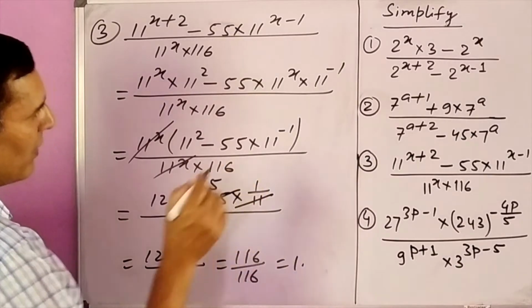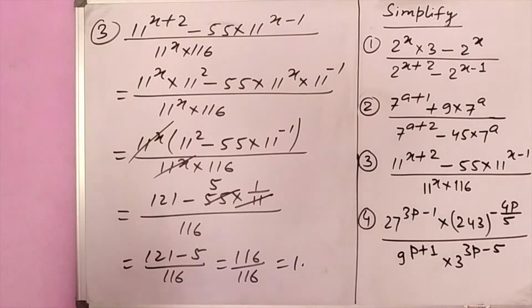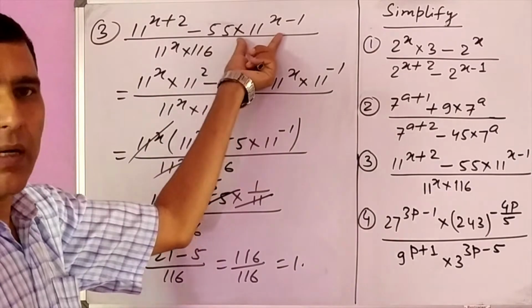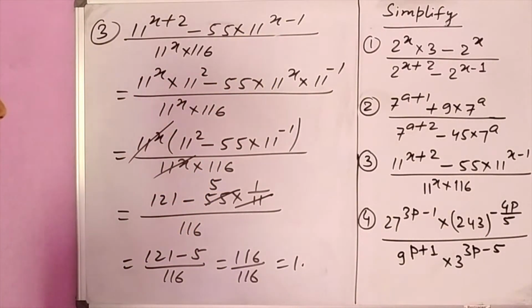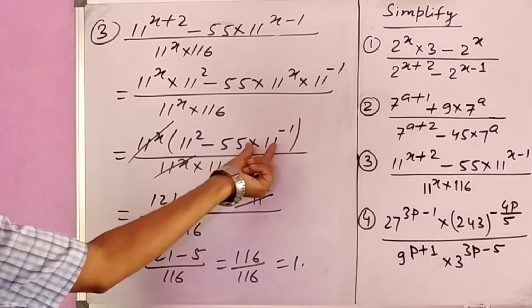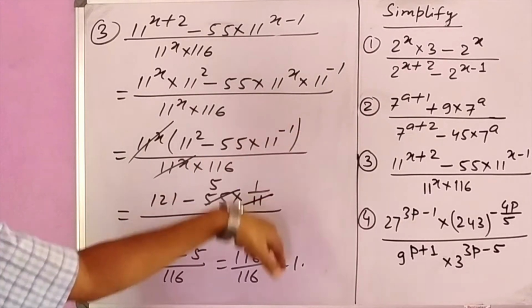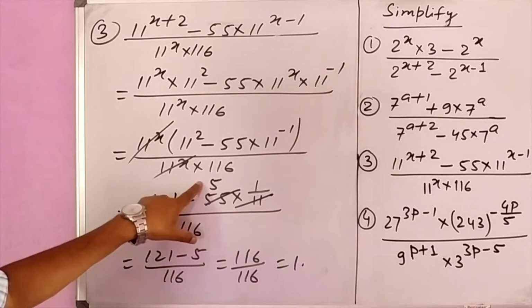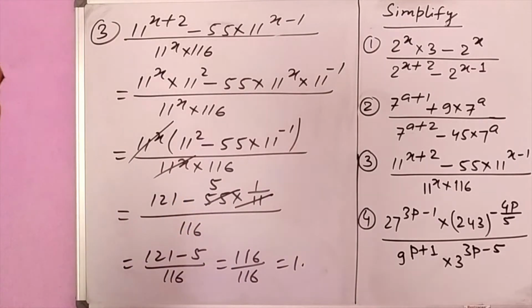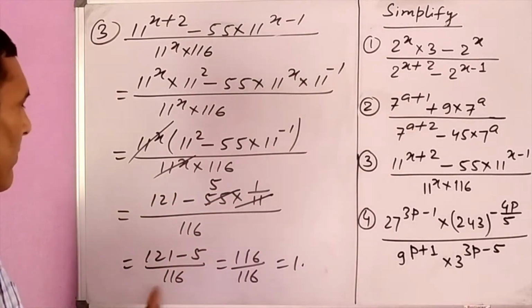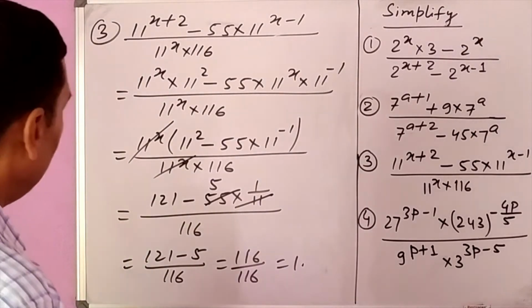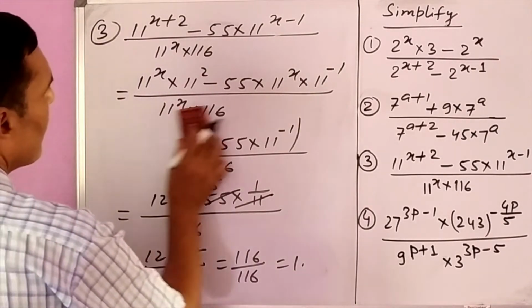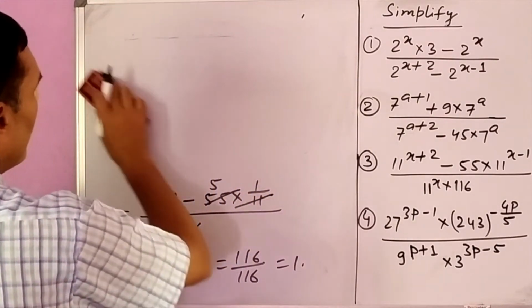So it is 1. So very easily, by separating the power and by taking common, cancelling this 11 to the power x in both numerator and denominator, and here 11 to the power minus 1 is 1 upon 11. 11 5 times 55. So 121 minus 5 upon 116, 116 upon 116, it is 1. So the answer is 1. We got it very easily. Let's see the next number.